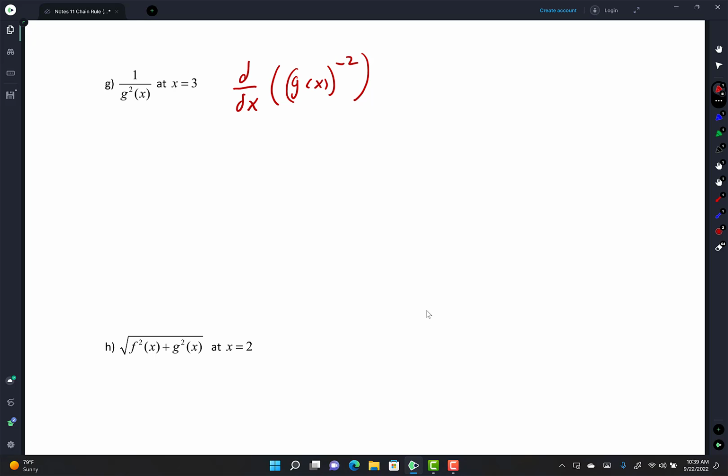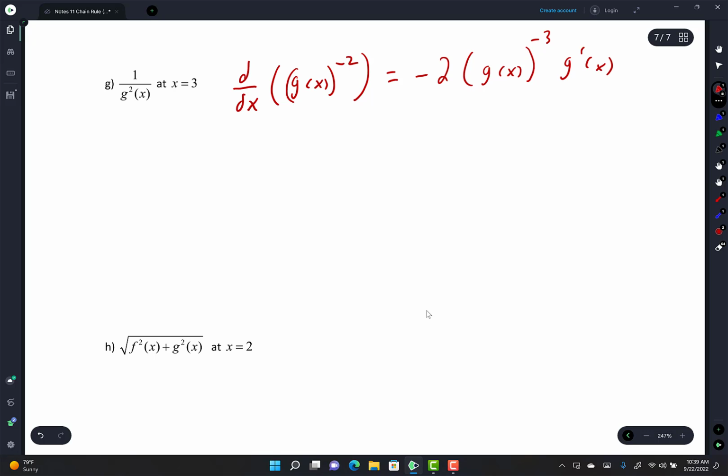So here we go. Equals, what do I write? -2, leave the inside alone. What power? -3 times g prime of x. So let's fix it. I'm going to write -2 g prime of x in the numerator. In the denominator, I'm going to write g of x, and that is to the 3rd power.